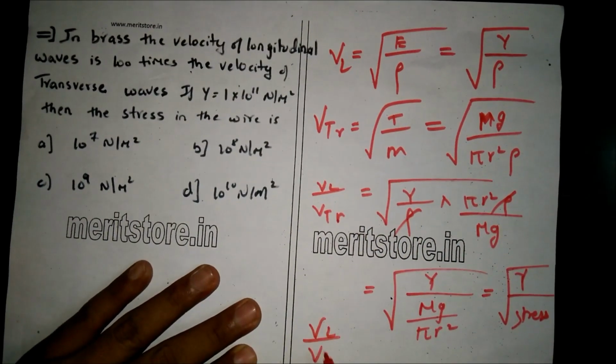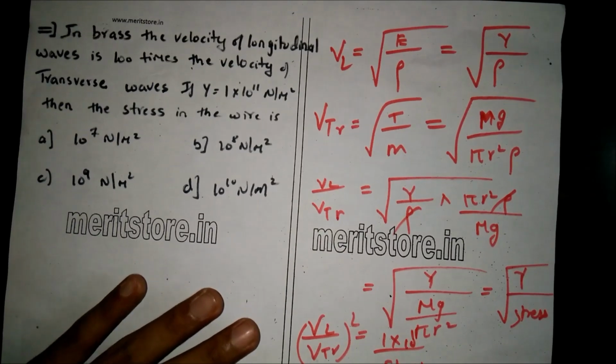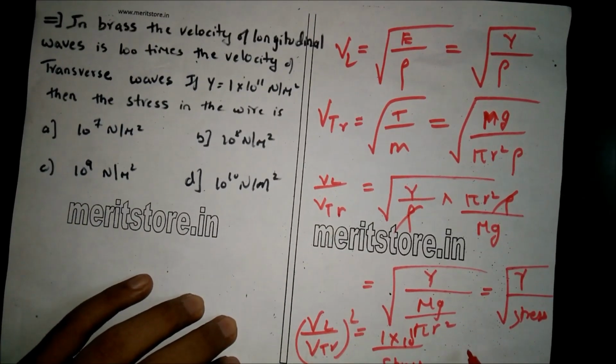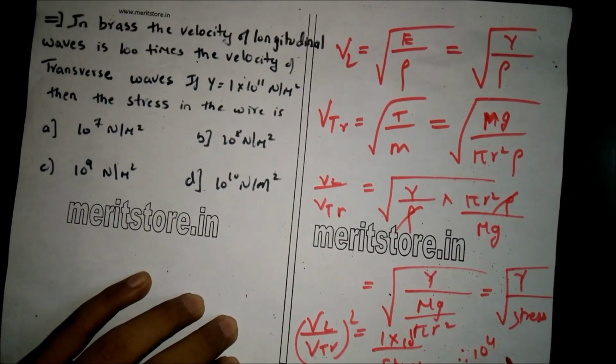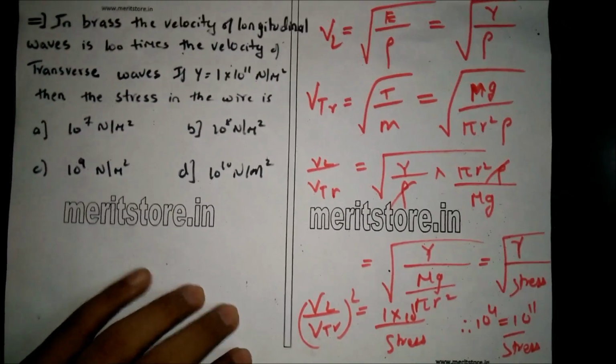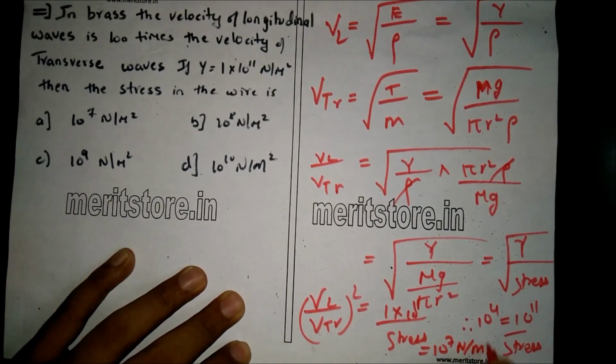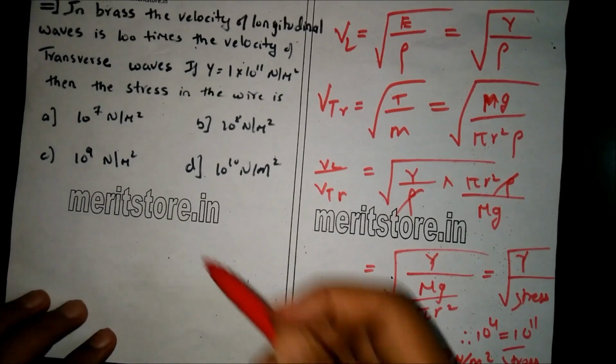Therefore, (V_L upon V_T) the whole square will be equal to Y, which is given as 1 × 10^11, upon stress. Now, since V_L is 2 times V_T, we'll get 10^4 is equal to 10^11 upon stress. Therefore, stress will be equal to 10^7 newton per meter square. Therefore, the correct answer is option A.